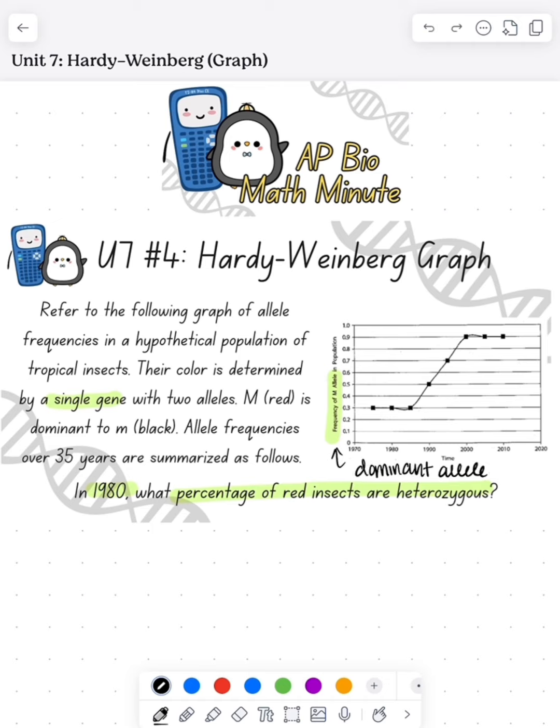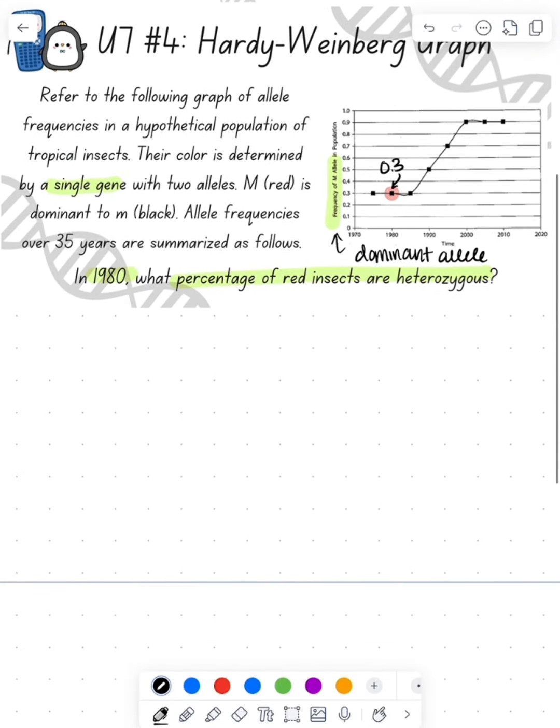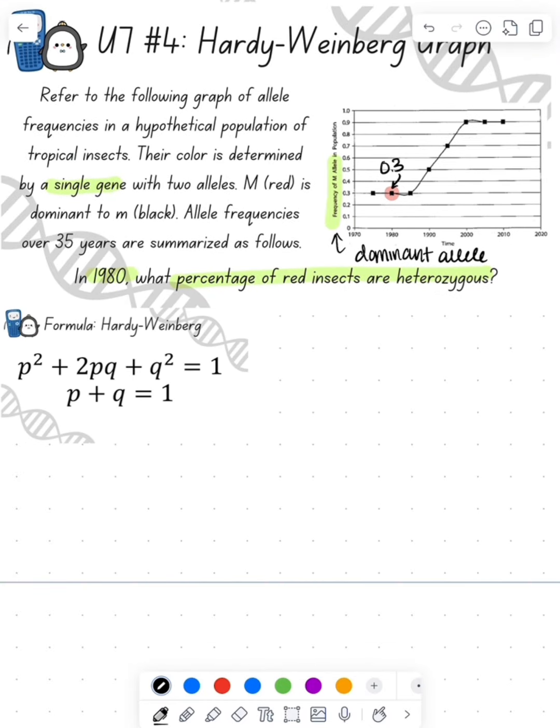So we can see that on the y-axis, we're showing the frequency of the dominant allele. So in 1980, we can see that the frequency of our dominant allele is 0.3. So looking at the equation, we know that p + q = 1, where p is the frequency of our dominant allele, and q is the frequency of our recessive allele. We also know that p², which would be our homozygous dominant, plus 2pq, our frequency of heterozygous, plus q², our frequency of homozygous recessive, is also equal to 1.